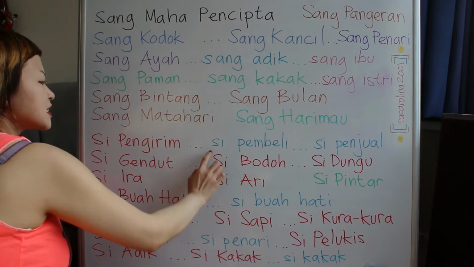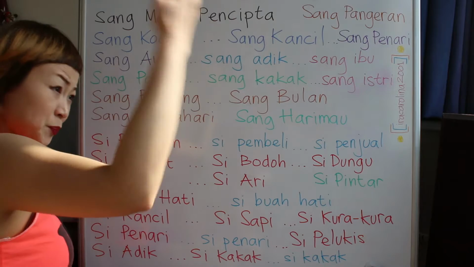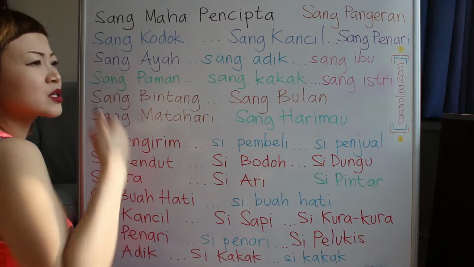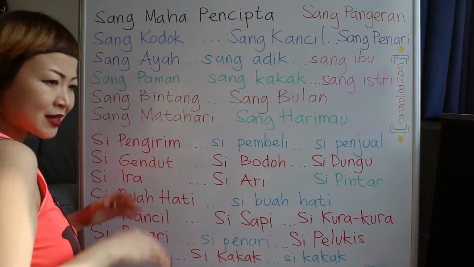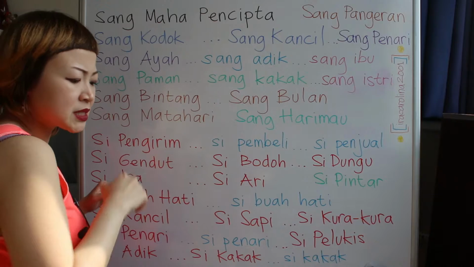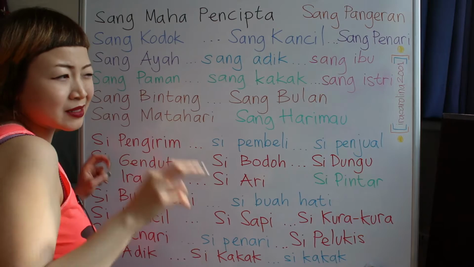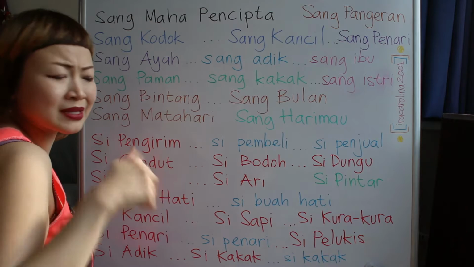Sang is used for respect or honor, and si is used for common or general or normal, and sometimes si is also used for looking down, a bit like a bully, if considered like that, to look down.